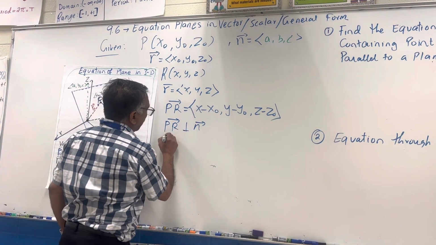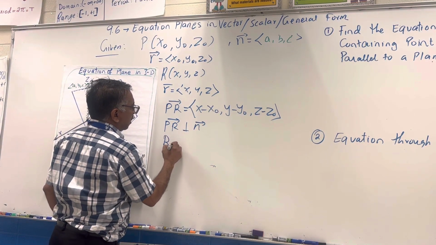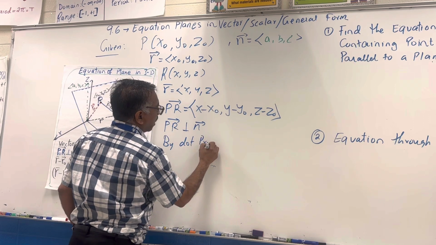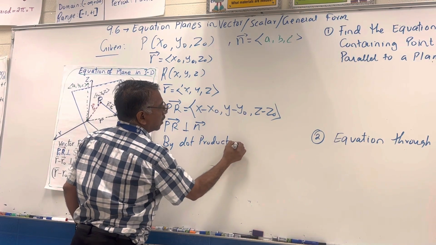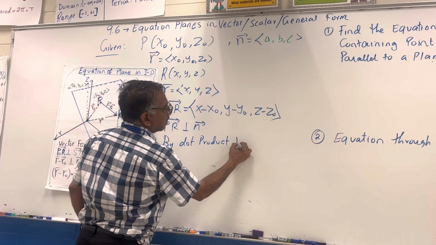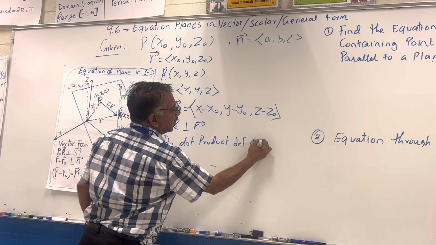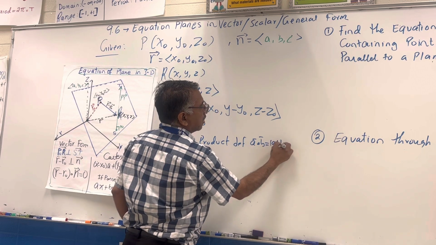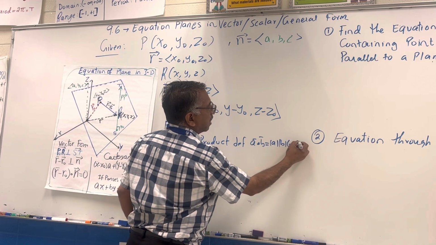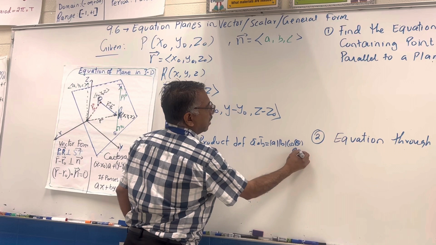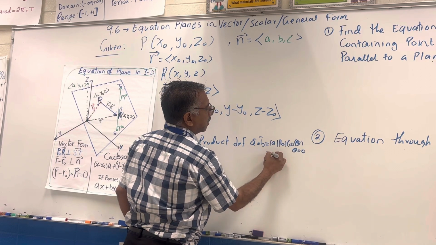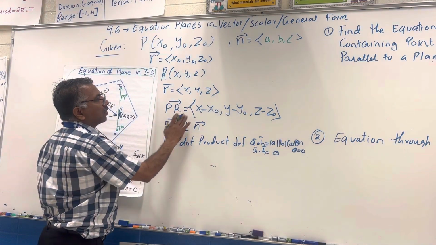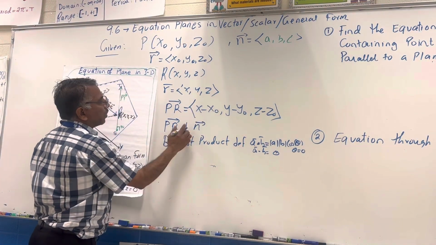So by the dot product definition, this is 0, because we define this as the magnitude of A, magnitude of B, and cosine of theta. Now theta is 90, cosine 90 is 0, so the whole thing is 0. So that's how we say PR is this.